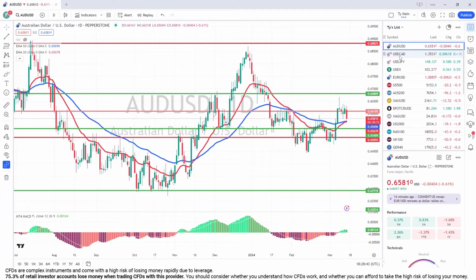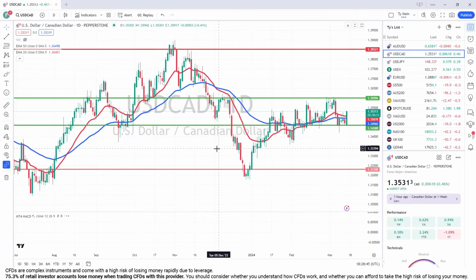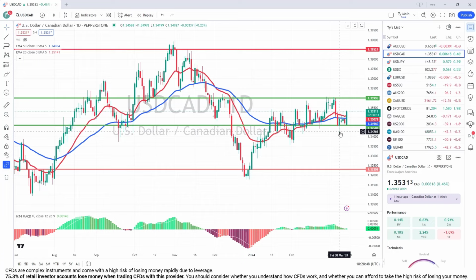Over to the US dollar CAD, and it had a reasonable bounce off the support where we knew there's good support here. We've seen that plenty of times before, so no real surprise that it has bounced off this level. It bounced off quite aggressively though. It did do a very big bounce throughout this session.